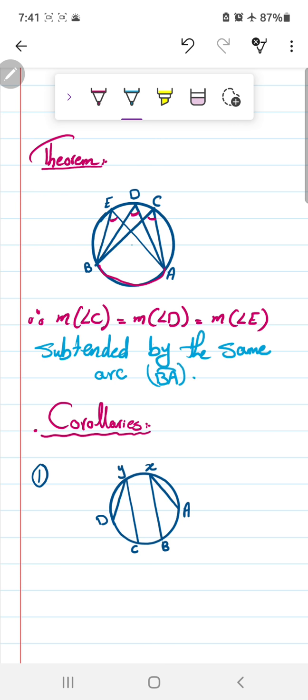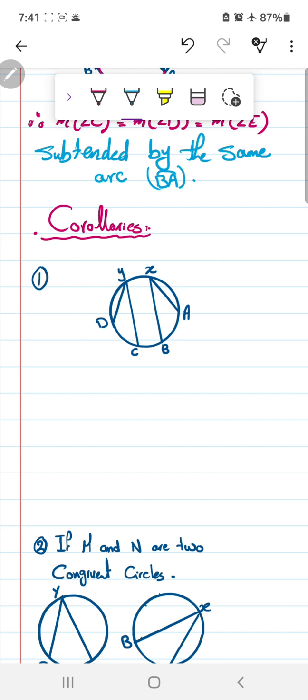Okay, we have some corollaries. Number 1: also in the same circle, the measure of the inscribed angles subtended by arcs equal in measure are equal. It means here, if the arc BA equals the arc DC, we get the two inscribed angles X and Y equal in measure. So if in the same circle the inscribed angles are subtended by arcs of equal measure, they are also equal in measure.